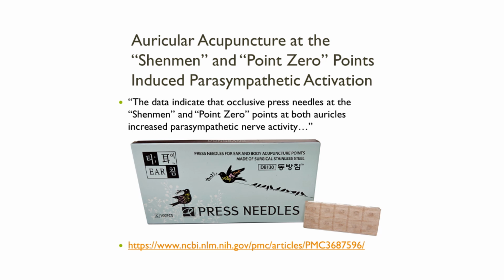I snagged this slide from a class that I teach on auricular acupuncture and explaining the neuro behind it. So auricular acupuncture at the Shen Men and Point 0 points induced parasympathetic activation. If you note, that is taken from an NIH PubMed peer-reviewed journal, so the research is there. Data indicates that occlusion press needles at Shen Men and Point 0 points at both auricles increase parasympathetic nerve activity. So again, they're just explaining it in traditional Chinese medicine terms, but we can also explain it in neurological Western anatomy terms for cranial nerve stimulation with the press needles.